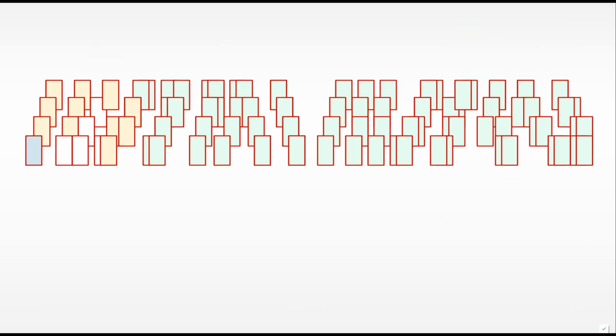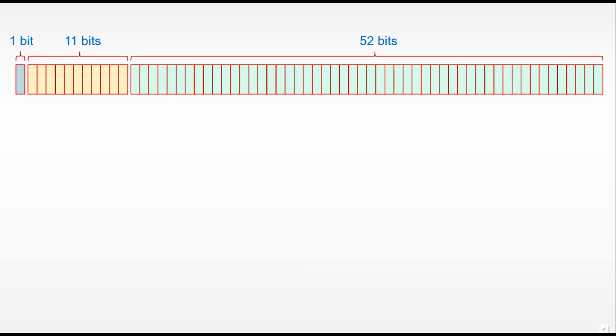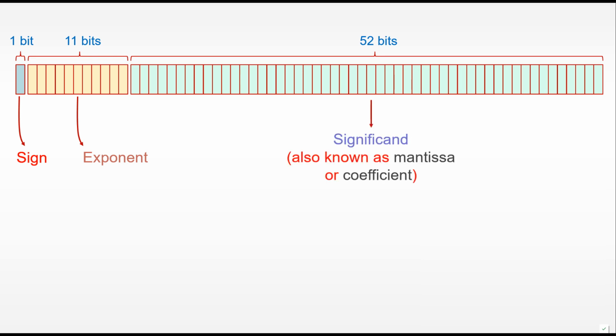So for us to handle all of this, we separate the series of 64 bits into 3 components. We have one bit which represents the sign, whether something is positive or negative. We then have 11 bits which represent an exponent. All of this would make a lot of sense in just a little bit. And then we have something called the significand, which is also known as a mantissa or a coefficient, which is where we will be storing most of the digits that would represent the number.